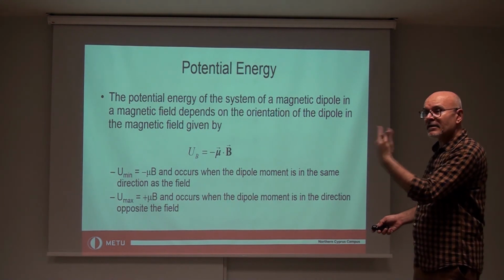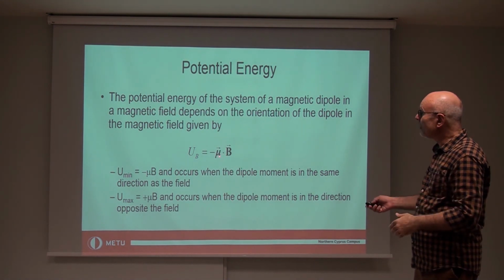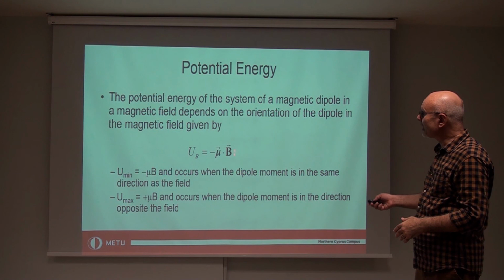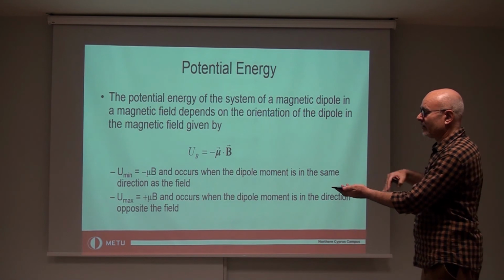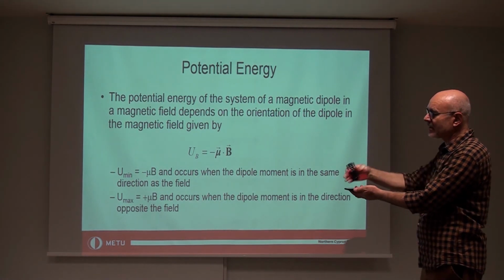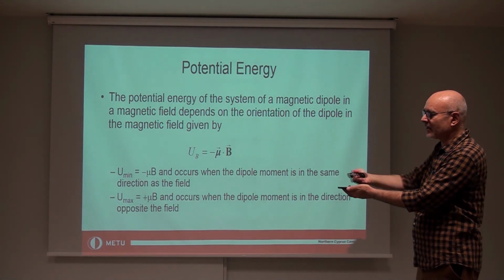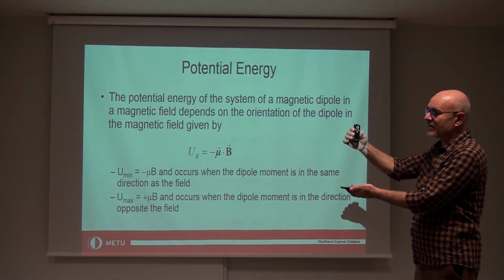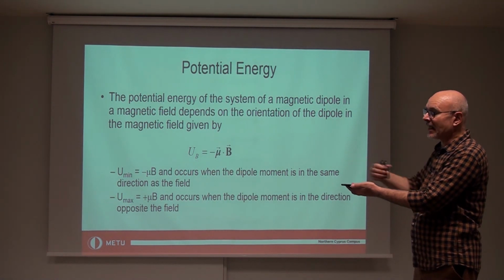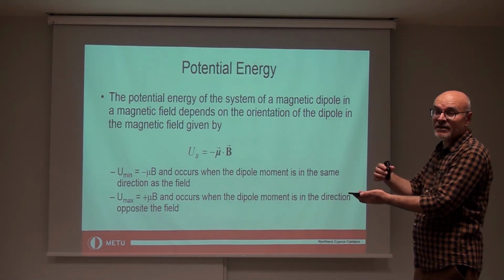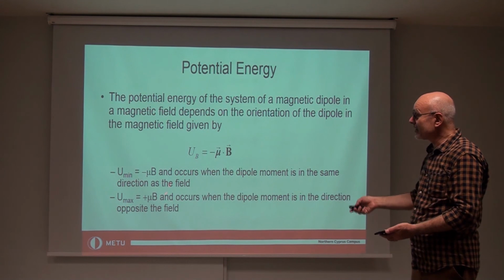The energy ranges between these two values, and it is zero when the magnetic dipole moment and the magnetic field are perpendicular to each other. If the field is towards the positive x-axis and the dipole is perpendicular to it, then the angle is pi over 2, and the potential energy is 0. But it's not the lowest potential energy, because the lowest is minus mu B. It is here.